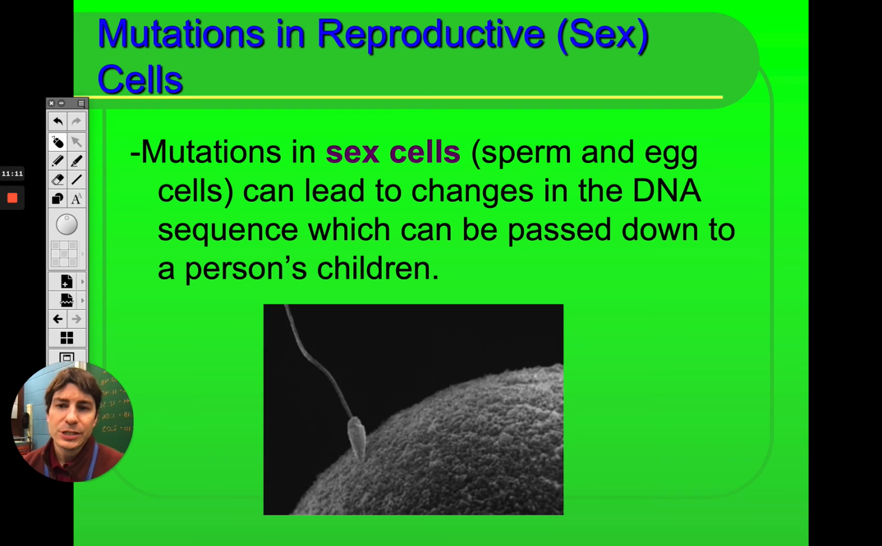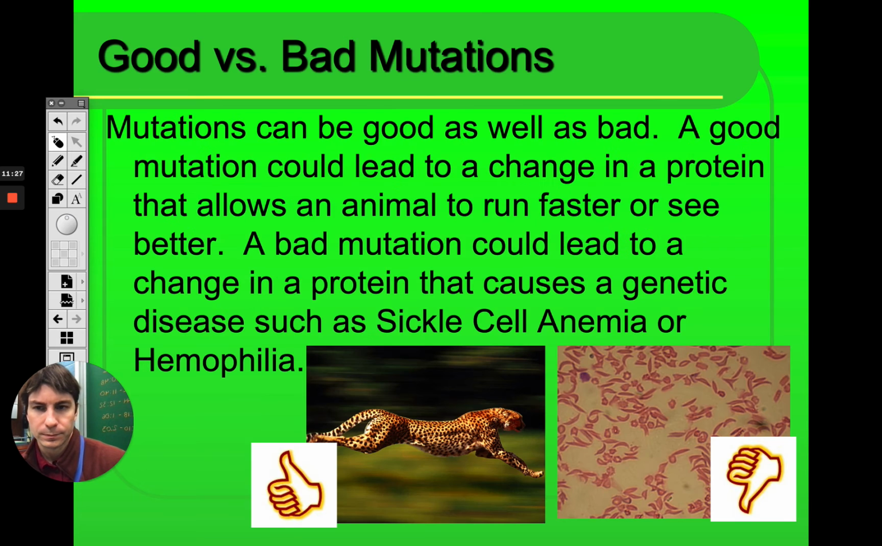Okay, so mutations in sex cells. We already talked about non-disjunction being the big one. That's when one of the parent sex cells gives more chromosomes than the 23 for humans. Okay. So, like I said, there are mutations. Some of them are good. Some of them are bad.